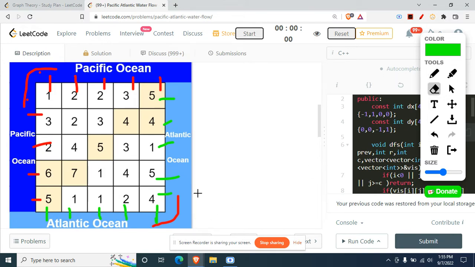So you can see that some cells are getting Pacific, and some cells are also getting Atlantic Ocean's water, right? That is this cell right here, this 5, it is getting Atlantic as well as Pacific. And this cell right here, this cell and this cell are getting both Pacific and Atlantic water, right? So you just need to return those cells which are getting both oceans' water. So this is the problem in a simpler manner.